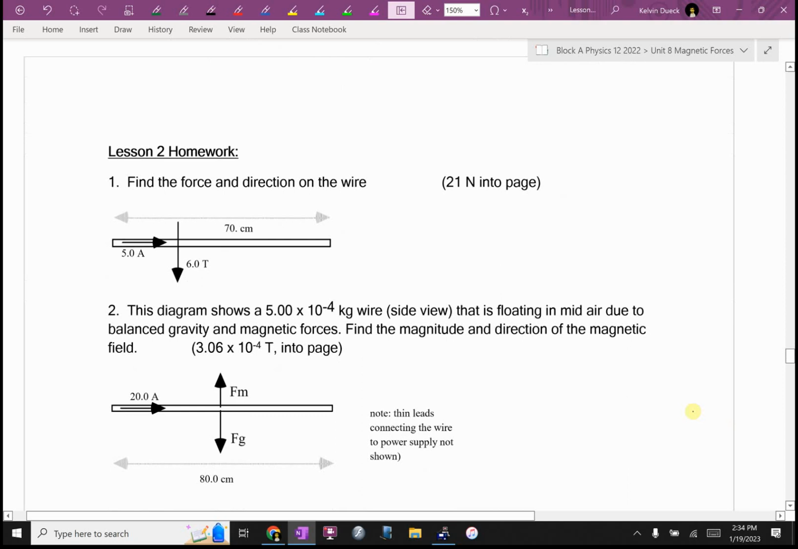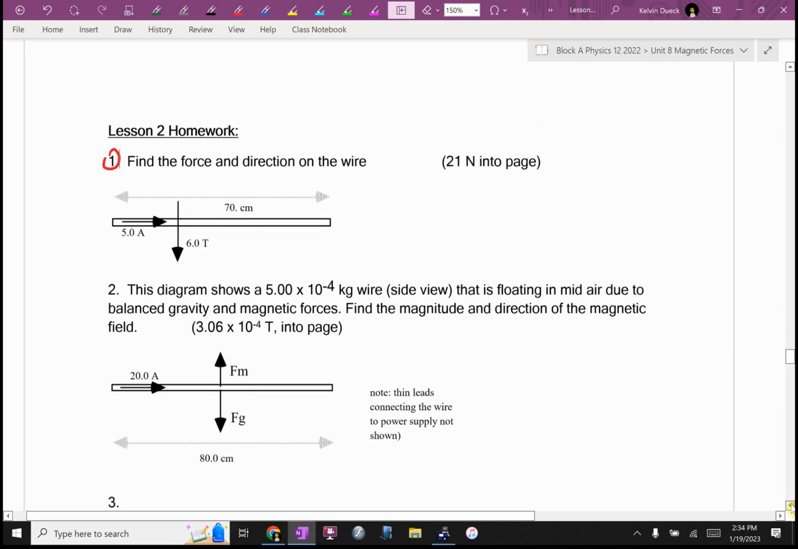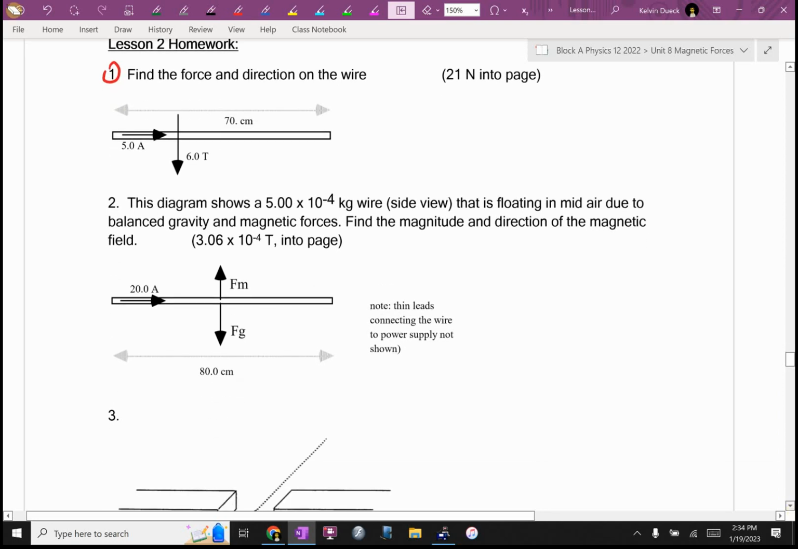What are we going to work on? Number 1. In number 2, it's floating due to gravity down and magnetic forces up. So in number 2, you can write gravity equals magnetic force. You can write mg equals BIL. And then they're asking you to find B. We're also getting closer to hoverboards and things like that. You can make stuff levitate magnetically.